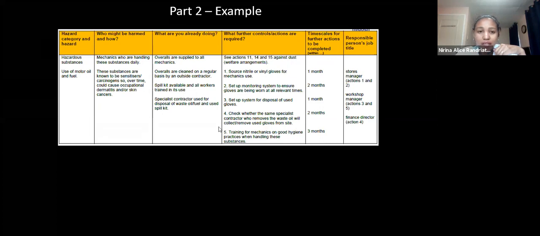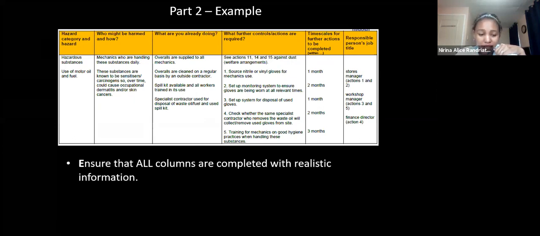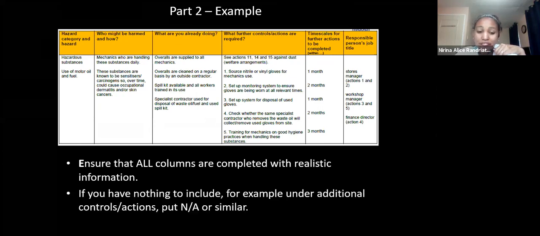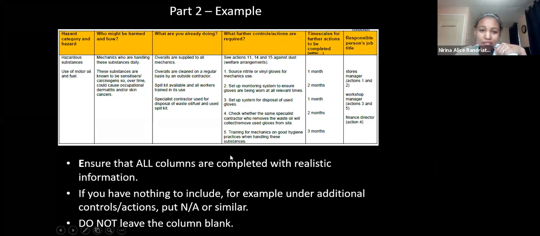Okay. So what's important in the new guidance? This is what they mentioned. Something also important. Update. So ensure that all columns are completed with realistic information. If you have nothing to include, for example, under additional controls, put non-applicable or something similar. Do not leave the column blank. So if you think everything is okay, no additional controls required, put non-applicable. Non-applicable for timescale and non-applicable for responsible person. The point here is do not leave anything blank because if you do, you can fail.